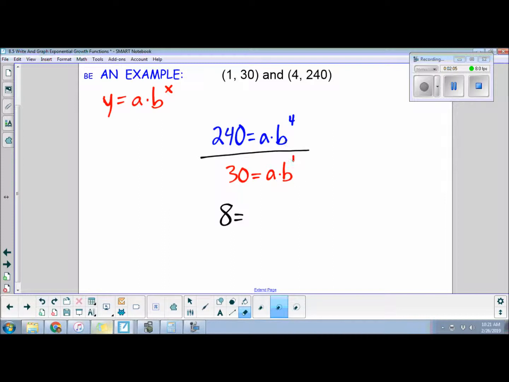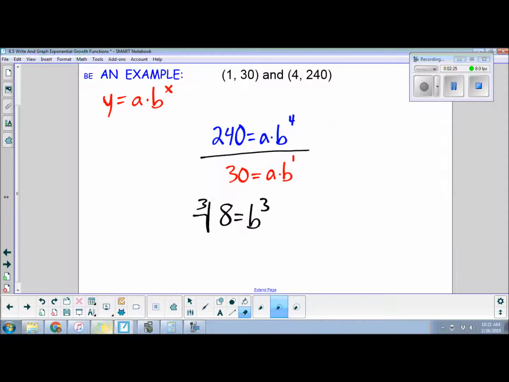And then b to the 4th over b to the 1st is going to simplify to b to the 3rd. So again, this is the reason that I put the bigger exponent up on top, so that I don't get b to the negative 3rd, or b's that are in the denominator. So simply putting the bigger exponent on top can make the numbers a little bit easier to work with.